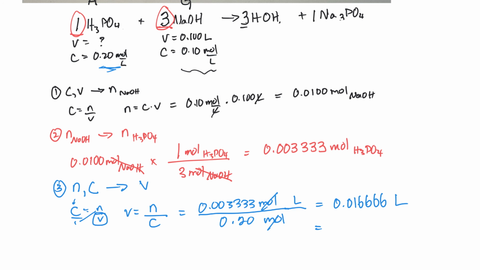To do sig figs, it looks like I have 2 sig figs as my smallest there, and so this will be 0.017 liters. I guess if you wanted to write it as 17 milliliters, you could do that too. Right, hopefully that helps you with that question.